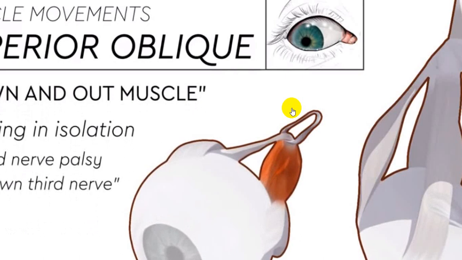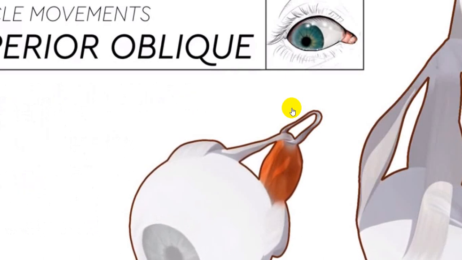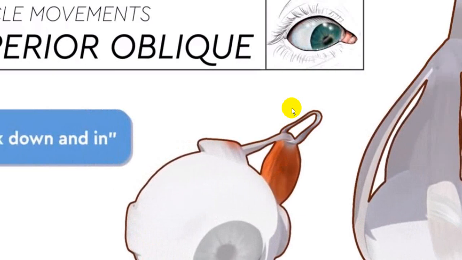it will put the eye in the typical down and out position. However, when all the extraocular muscles are affected, as we will see, the function of superior oblique is not tested by having the patient look in the down and out direction, but rather in the down and in direction.